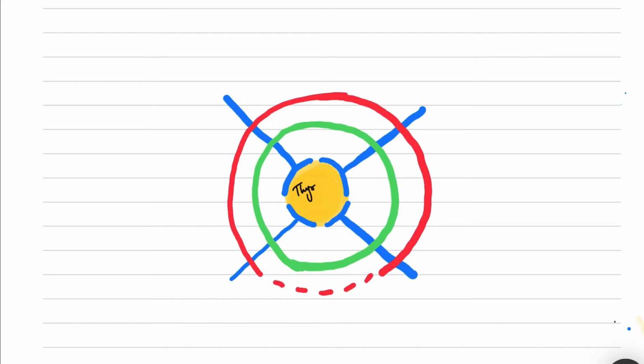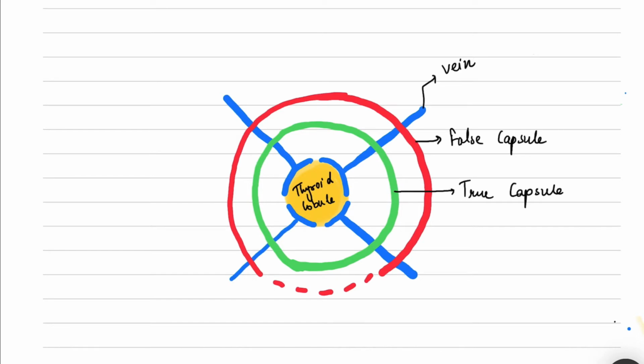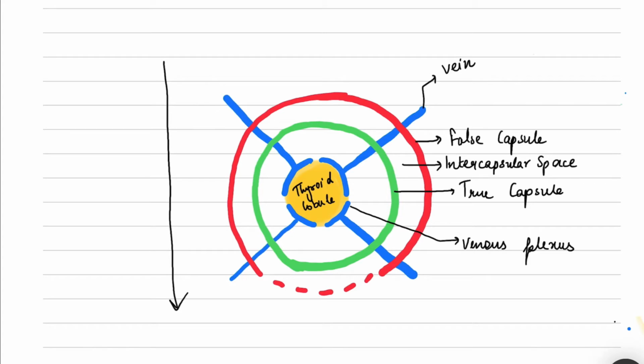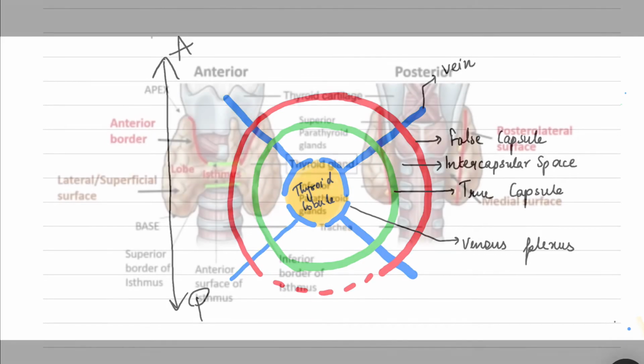So this here in yellow is our thyroid lobe, and thyroid lobe से हमारी veins आती हैं, and this is the outer false capsule, this is the inner true capsule, and जो अंदर blue जिससे veins आ रही हैं, these are the venous plexus, and false capsule और true capsule के बीच में we have a space known as the intercapsular space, and please note that the weak false capsule is on the posterior aspect. So this is the anterior and this is the posterior aspect of the thyroid gland.